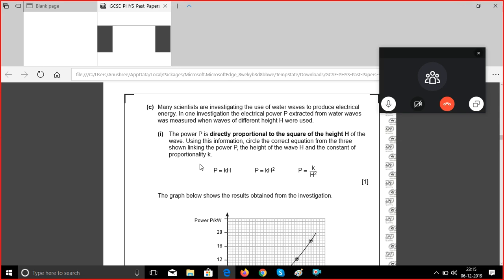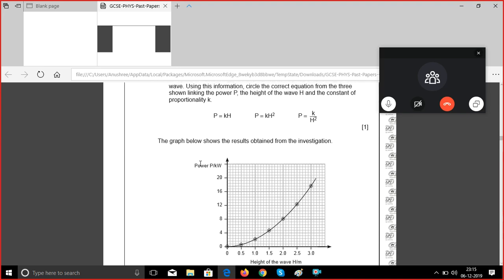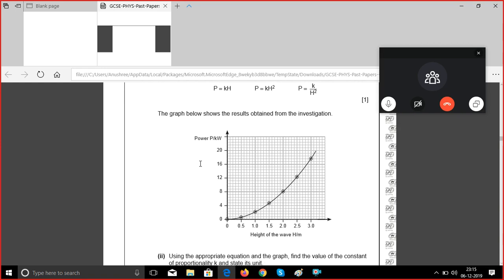So P is directly proportional to the square of the height h. So P equals kh squared. Yes, this one's correct. The graph below shows the results obtained from the investigation. Using the appropriate equation and the graph, find the value of the constant of proportionality k and state its unit.